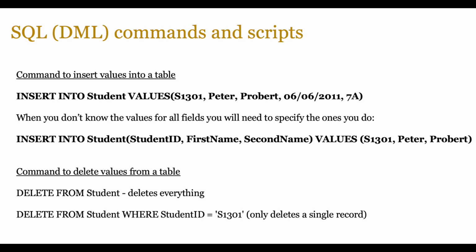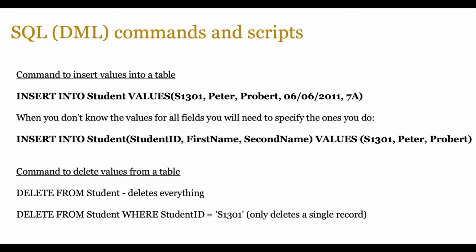When you don't know the values for all the fields, you will need to specify the ones you do actually know of. So in this case, we'll simply say insert into student, and then in brackets we say we're now going to insert in their student ID, first name and second name, and then we follow it up by values, and we just write the three values down. Now this will only populate those three fields and not the remaining fields. So there are two different ways of inserting data into an SQL table that already exists.